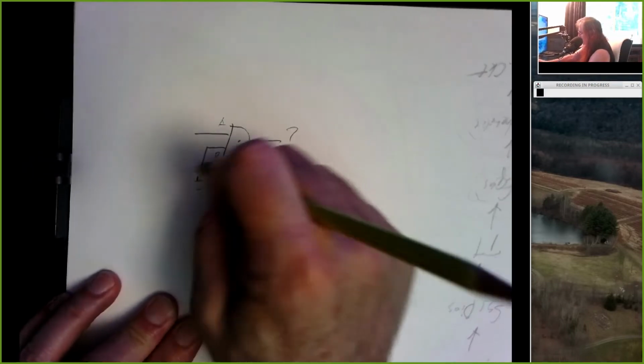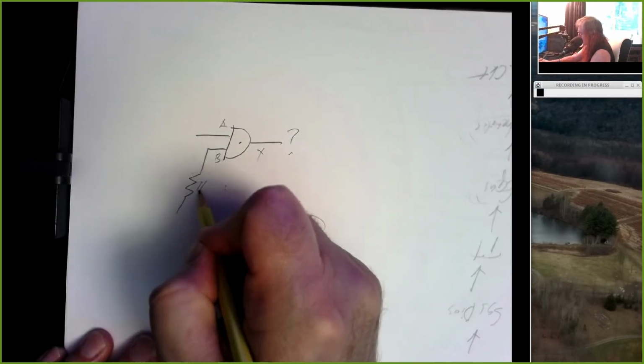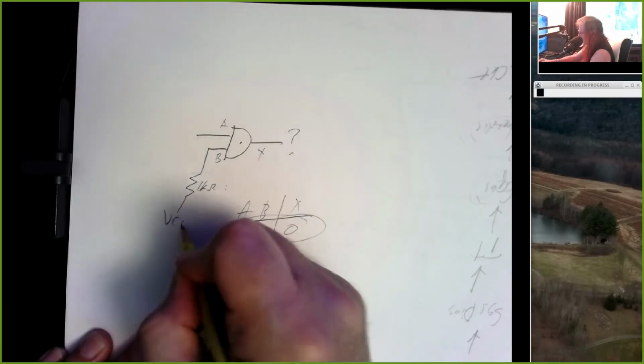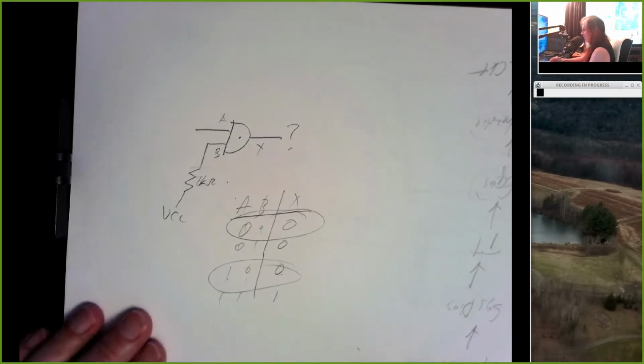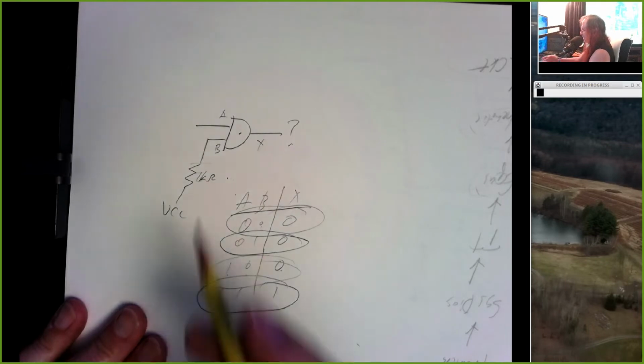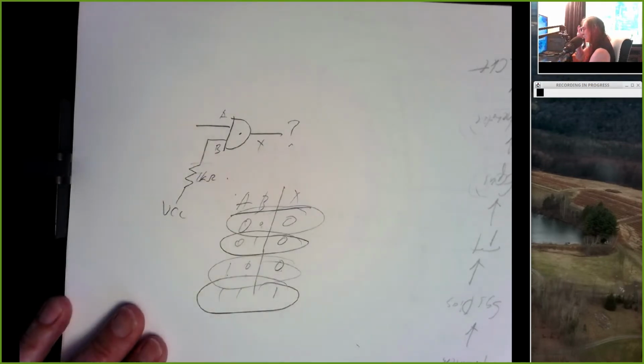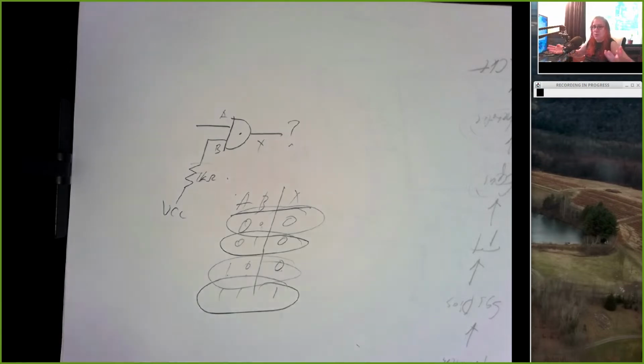But now let's take B and connect that to 5 volts. Well, now if A is a 0, X will be a 0. If A is a 1, X will be a 1. So what's the value of A here? Is it 0 volts or 5 volts? No way of knowing. It's not connected to ground, it's not connected to 5 volts.